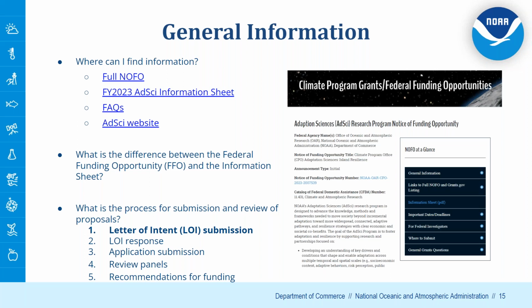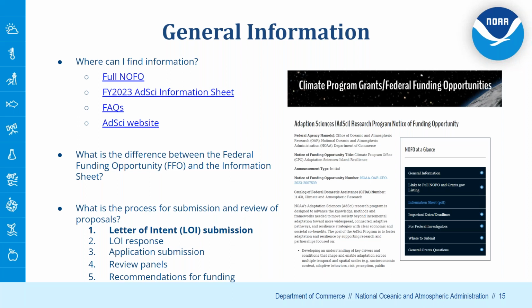Next, just talking a little bit about the difference between the federal funding opportunity and the information sheet. You're going to want to read both with a very careful eye for details. The FFO or the NOFO includes a lot of information about how you would go about submitting an application, the deadlines, the entire process, the review process, which we won't go into here today because we're really focusing on the letter of intent. But it also has very important details about what you need to have set up in order to apply for this program.